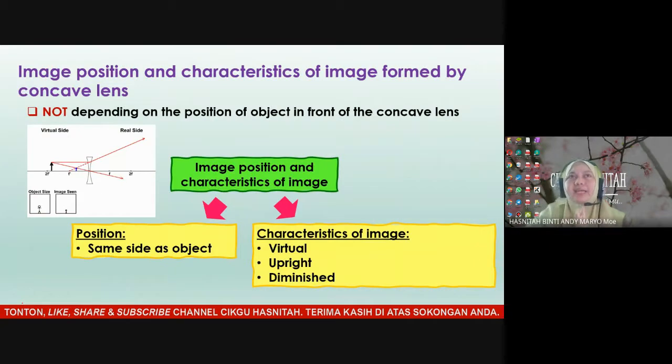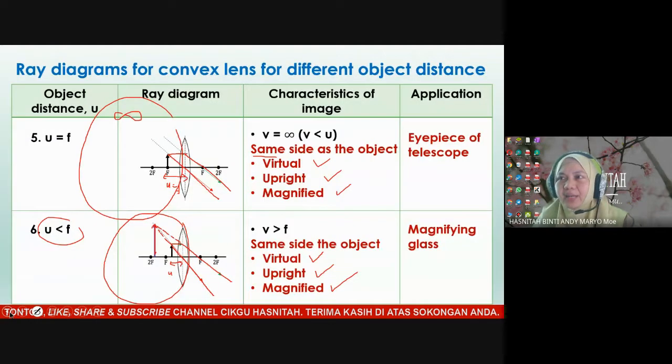So class, that goes for the convex lens. Again, the conclusion: you can see that the characteristic of the image depends on the position of the object. For case 5, there is no intersecting point because the lines are parallel. So the image is formed at infinity, because we don't know the actual distance, so we call it infinity.